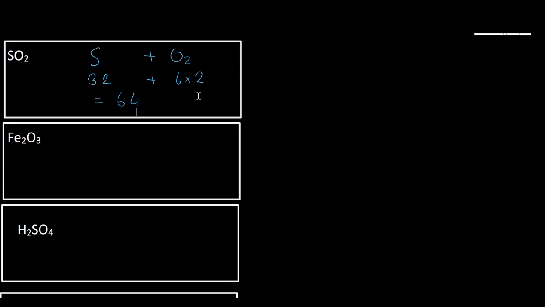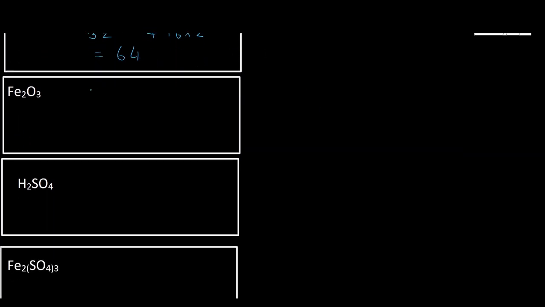We have Fe2O3. So we put Fe2 plus O3. Now, what is the atomic mass of iron? It's 56. Since we have 2 of that, let's put it into 2, plus oxygen. Since we have 3 of that, we put 3. And that equals 160.